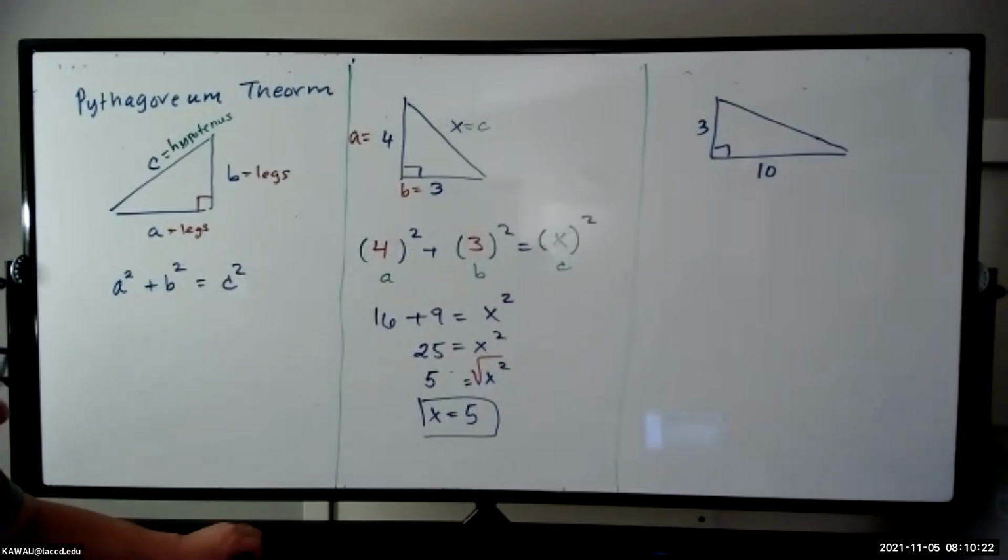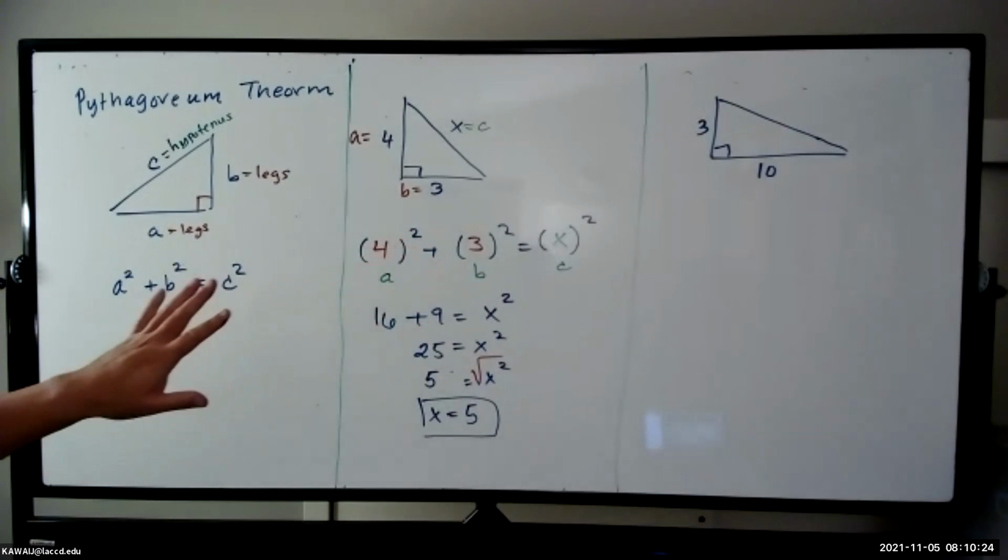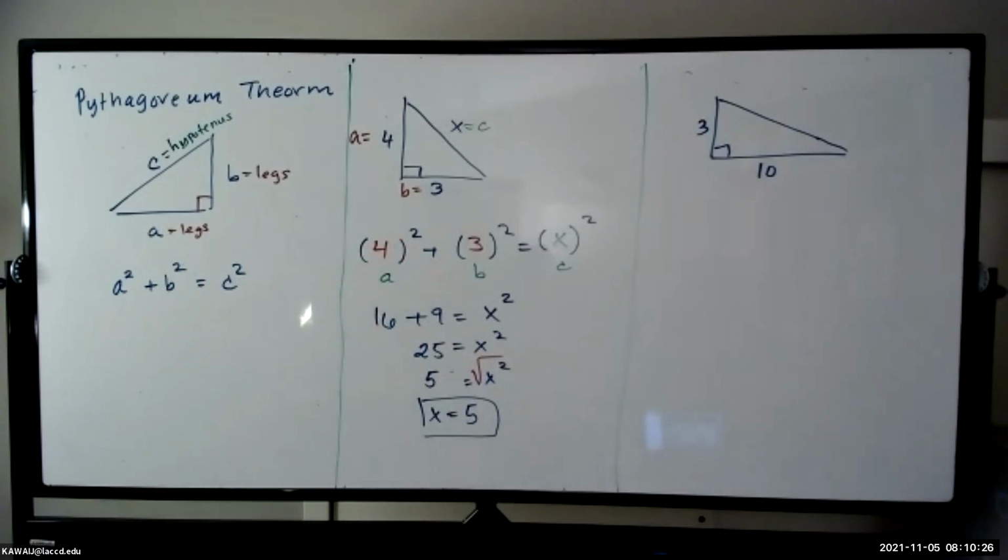Remember that the legs are the A and the B, and the hypotenuse is the C. And you don't have to care which one the A and B are. You just have to get the hypotenuse right.